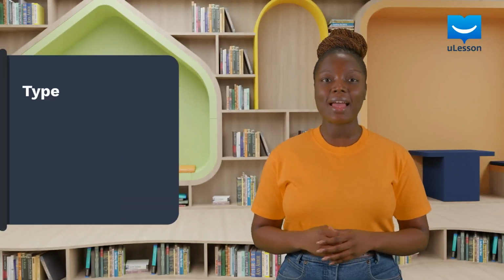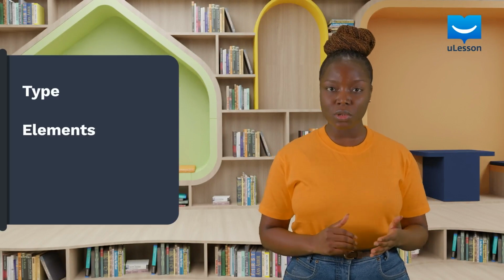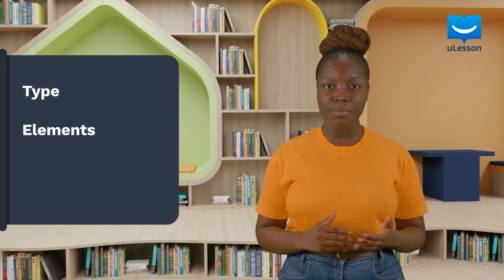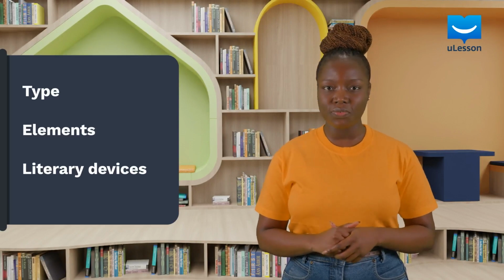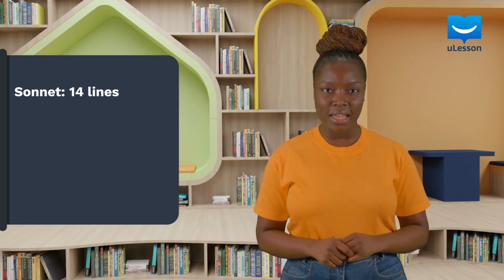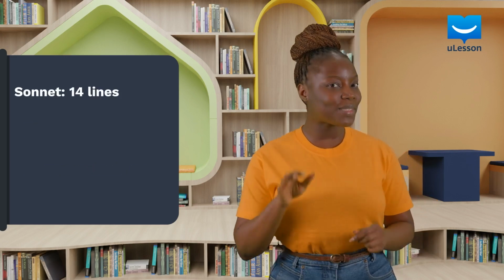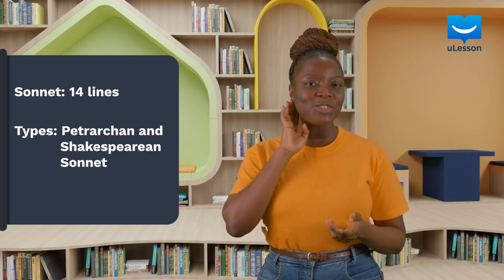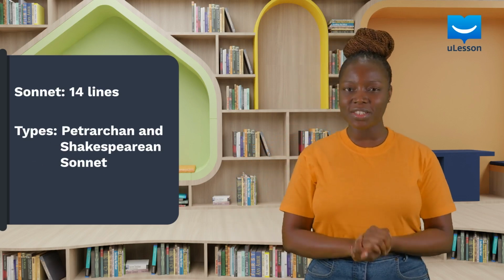Knowing the type and identifying elements like volta and recognizing rhyme schemes and literary devices. Remember, sonnets have 14 lines and there are 2 types. Petrarchan and Shakespearean sonnet. Correct.